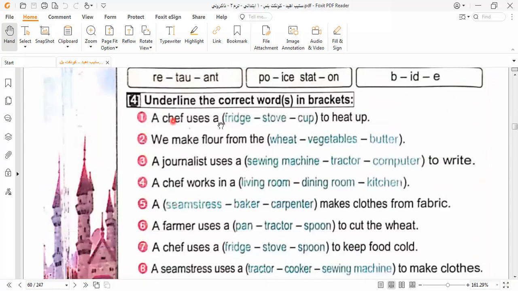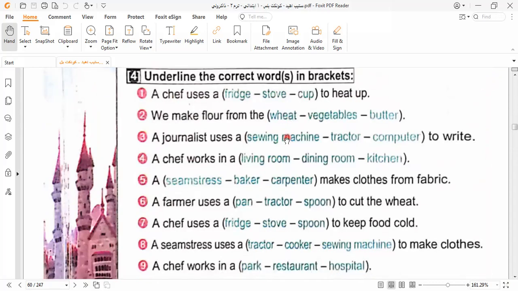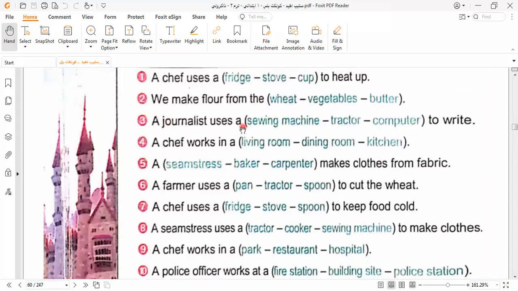A chef uses what to heat up? A stove. Can we use a fridge? Wrong. We can use the stove. We make flour from what? From wheat. Excellent. We learned this in Connect also. A journalist uses what to write? A computer. Can we use a tractor? Wrong. Can we use a printing machine? Wrong. We use a computer.